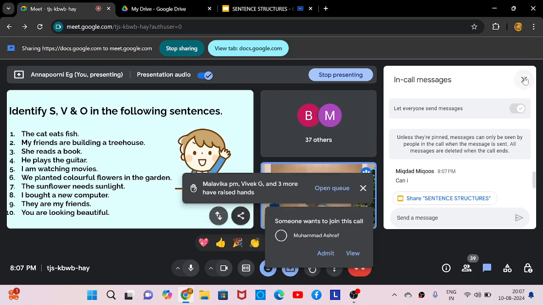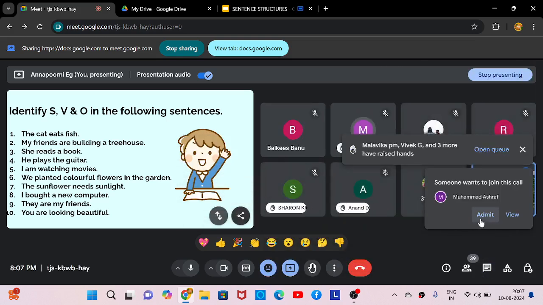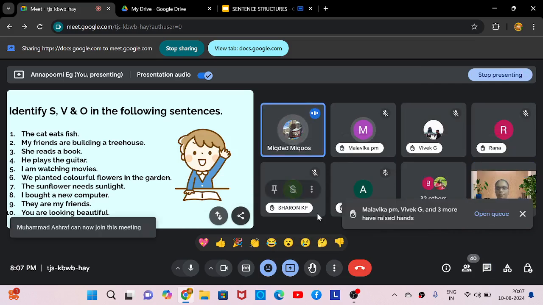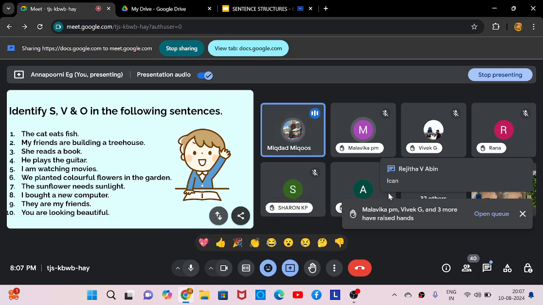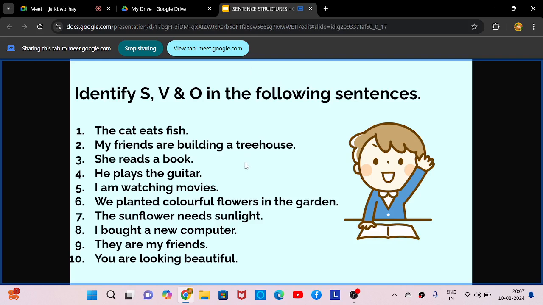Yes, Migdad, you can read the 10th one. You are looking beautiful. You is the subject. Looking is the verb. Beautiful is the object. Very good. Okay. So this is how subject, verb and objects have to be identified.